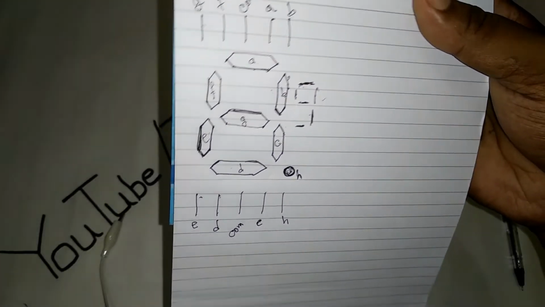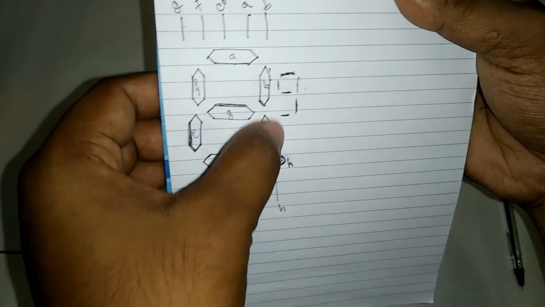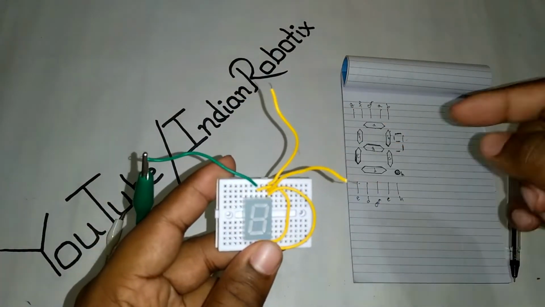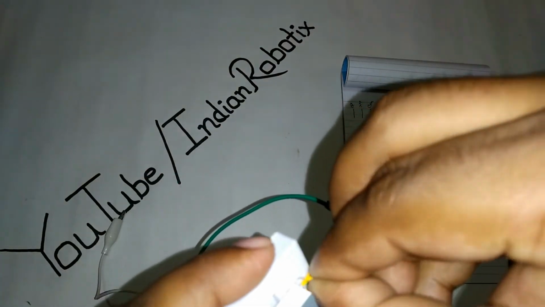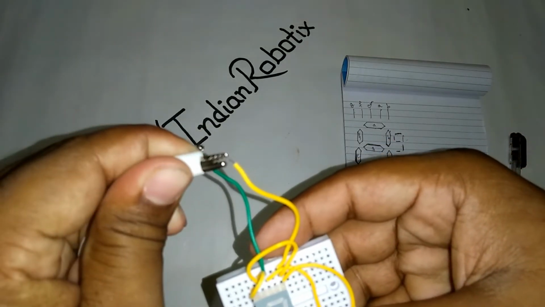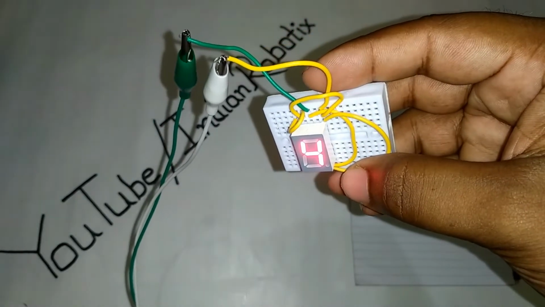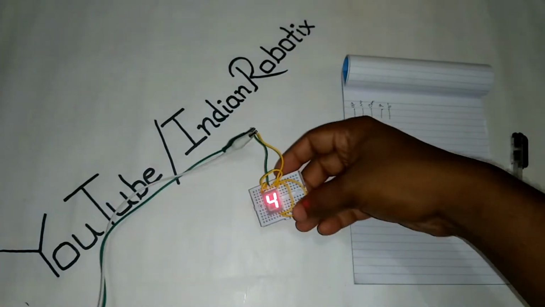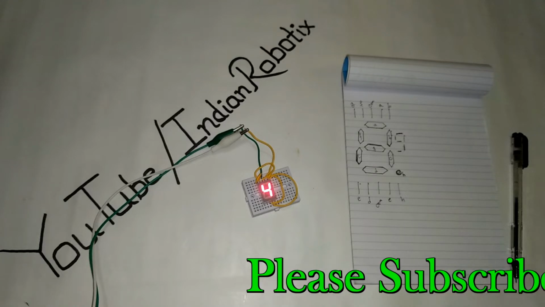So for printing 4 I want B, C, F, G. So you can print any number or any letter also by using this.